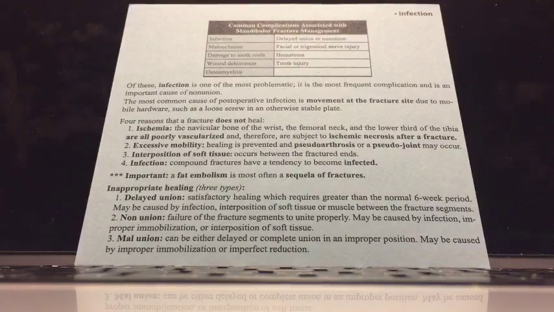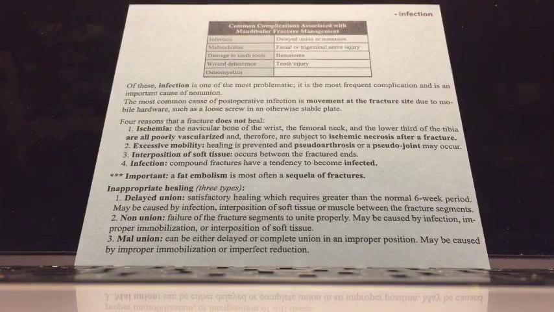Again, delayed union, satisfactory healing, which requires greater than the normal 6-week period, may be caused by infection, interposition of soft tissue or muscle between the fragment segments. This is inappropriate healing. Delayed union.